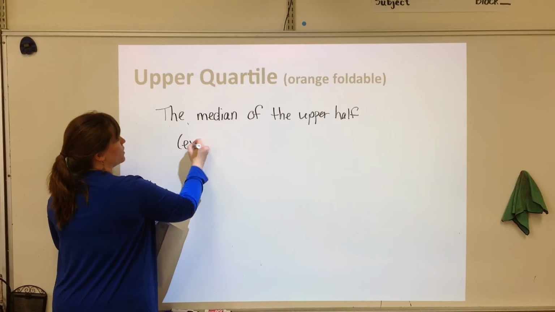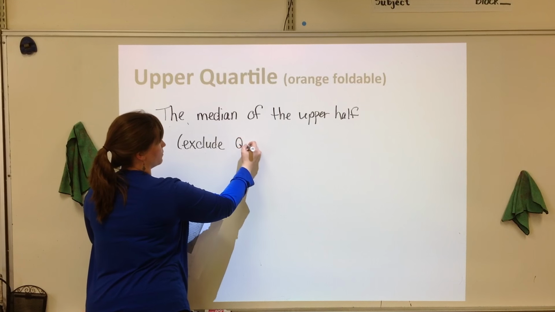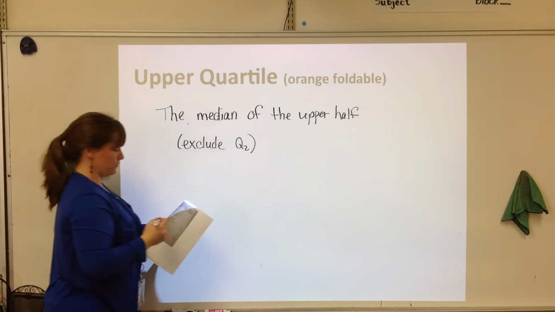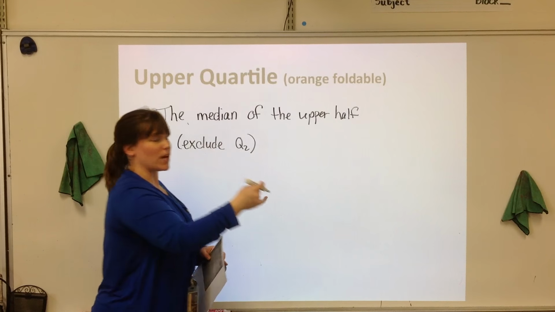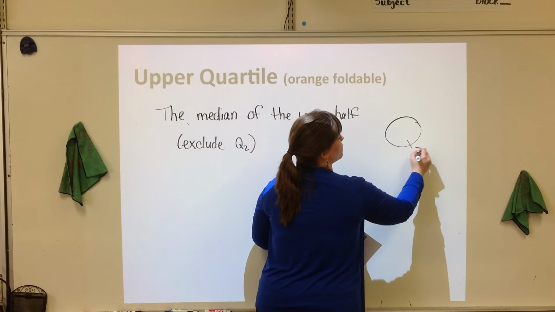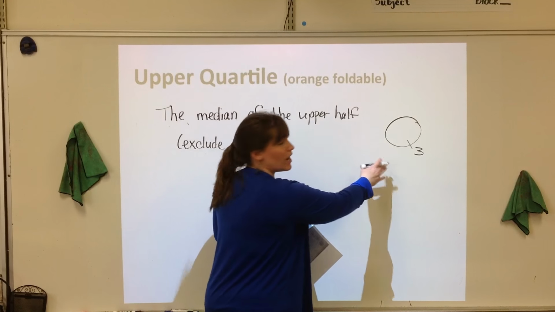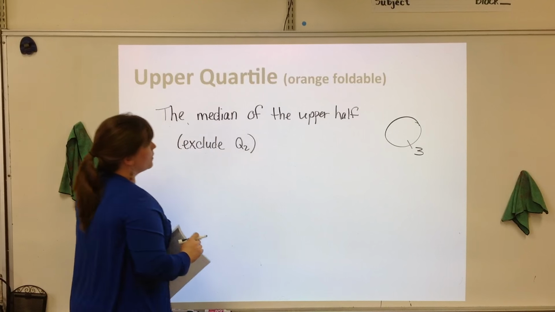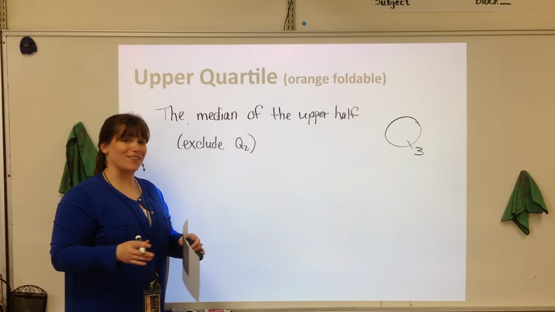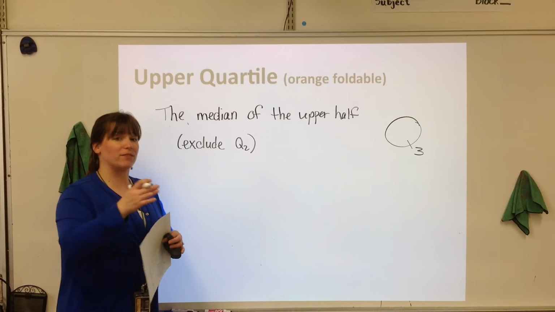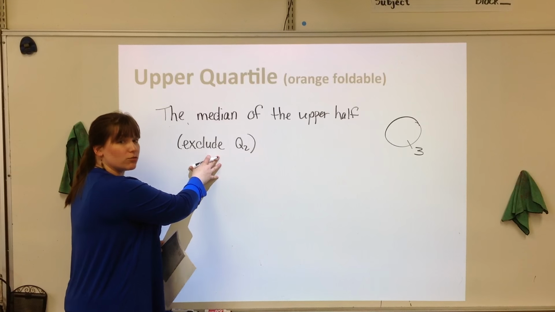This is going to always exclude Q2, which is the median. So if you close the door, on the outside, you can write Q3. So write Q3 on the outside of the door. Basically, once you find the median of the entire thing, in order to find Q3, you have to take the upper half and find the median of those, but you can't use Q2.